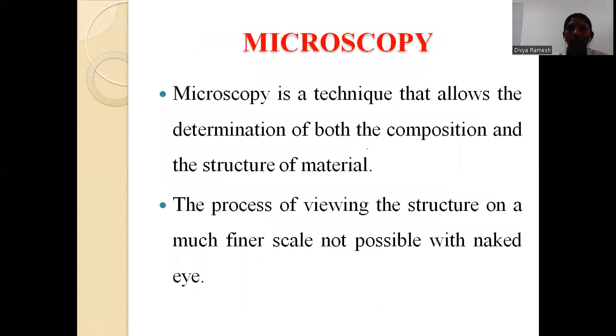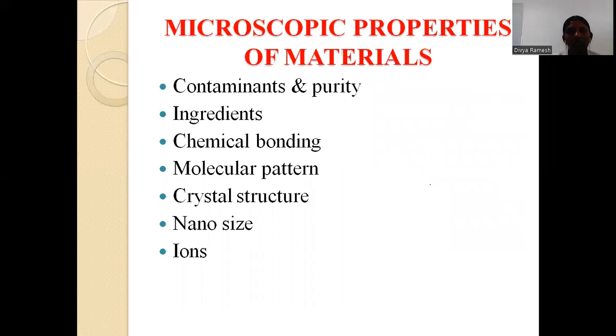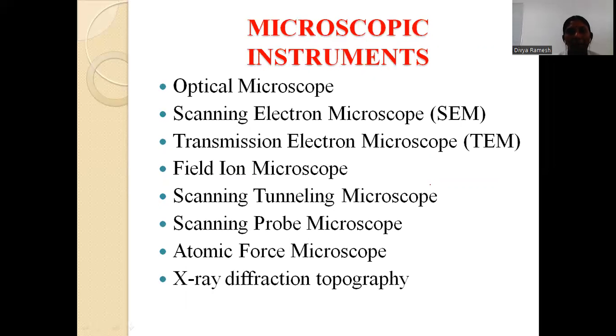So directly we'll go to some microscopes. The microscopy technique is mainly used to detect the composition and structure of material. As I said previously, the composition and structure of a particular material can be studied with the help of a microscope, as it is not visible to the human naked eye. So these are the properties.